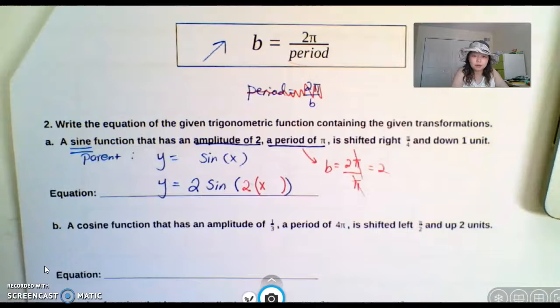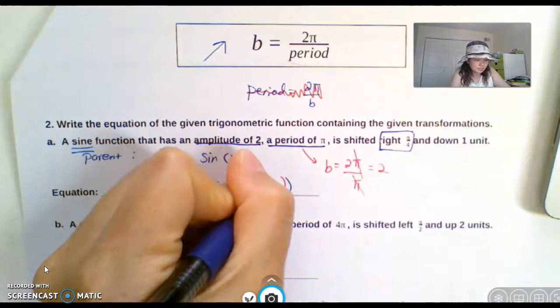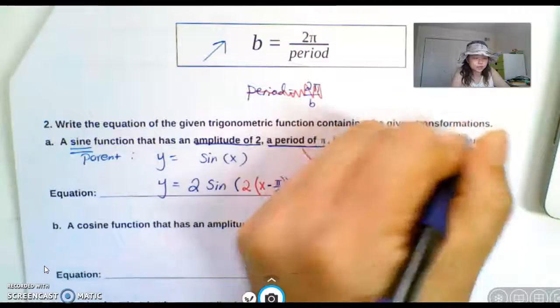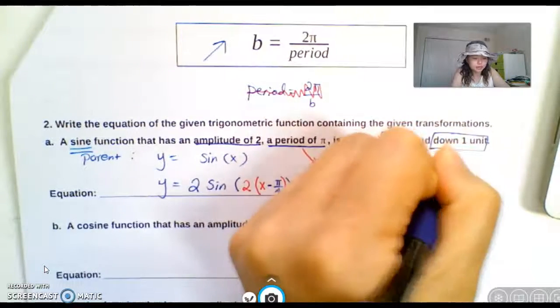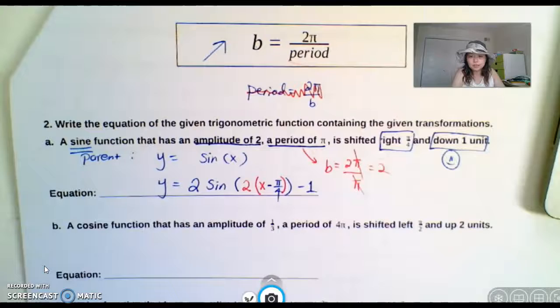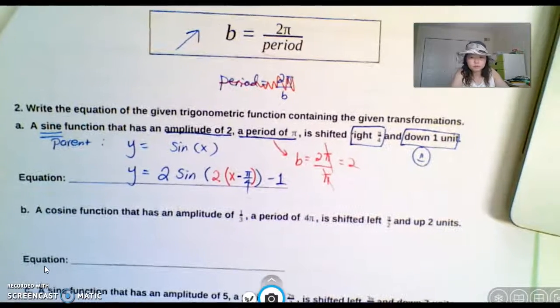Now you have to think about whether there is any kind of phase shift. It's shifted to the right pi over 4. This is getting easy because right means subtraction, pi over 4. And down 1. Down 1. Done. Was that bad? Not so bad, right?